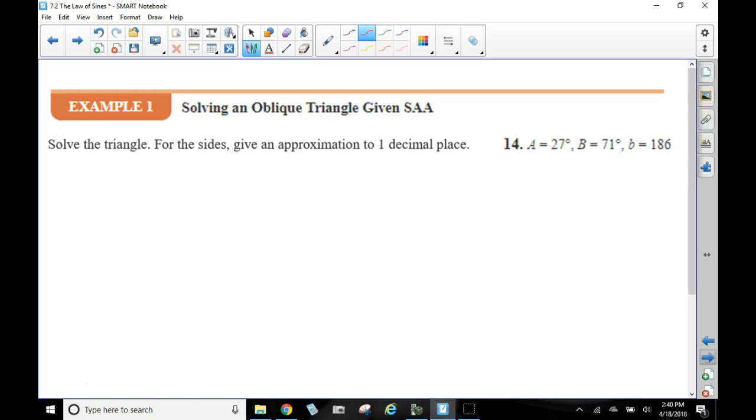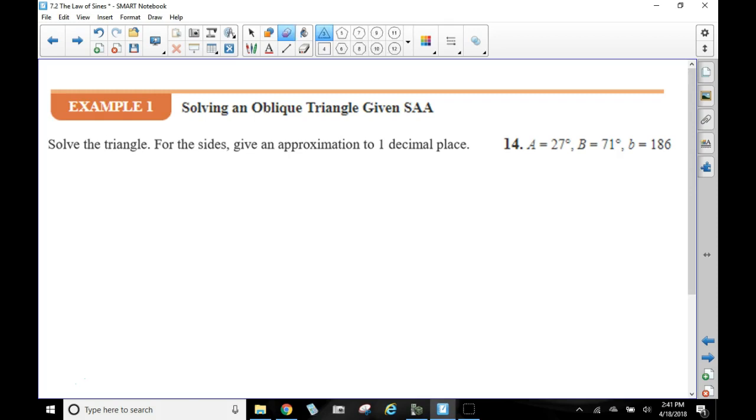In example 1, it says to solve the triangle, and for the sides give an approximation to 1 decimal place. We're given that angle A is 27 degrees, angle B is 71 degrees, and side b, which is opposite angle B, is 186. Maybe that's centimeters or miles or whatever it is. What I like to do is draw just a reference triangle of some sort. Now, this may or may not be drawn to scale. It's really not a big deal.